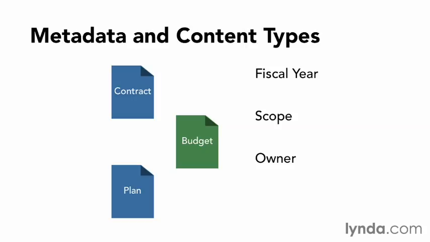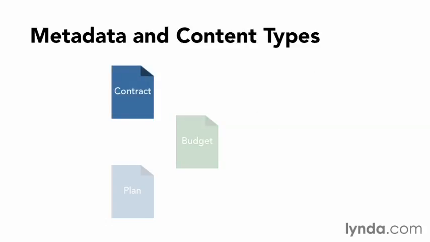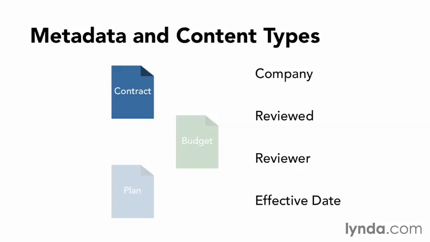So by defining some extra information, what we're going to do is actually create a type of document that's called a budget that has corresponding metadata for fiscal year, scope, and owner. And we're going to create a type of document called a contract that collects metadata about the company and when the contract was reviewed and by who and what its effective date is. There's one more bonus with content types, and it's huge.